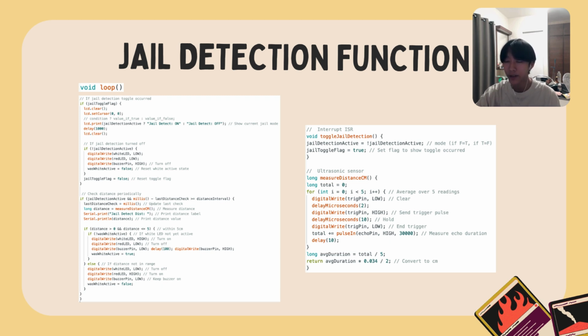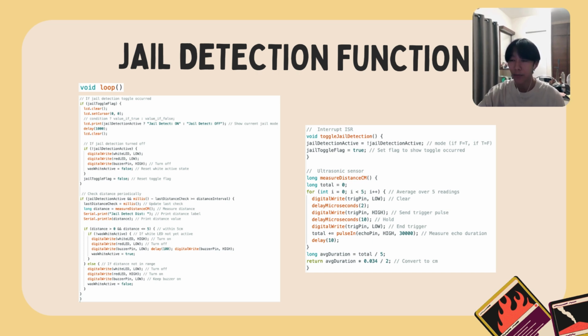And if gel detection is on, we look at the next if statement: if the player token's distance is less than or equal to 5 according to the ultrasonic sensor, the white LED will be on, the red LED will be off, and the buzzer will not alert. It means that the player token is on the gel. Else, if the player token is off the gel, the white LED will be off, the red LED will be on, and the buzzer will alert.